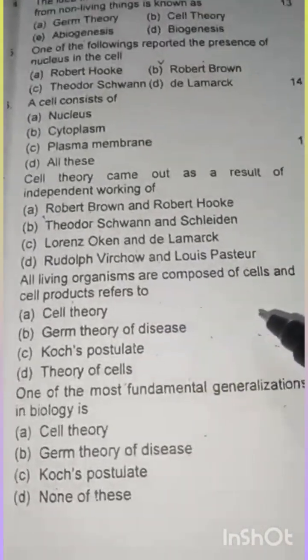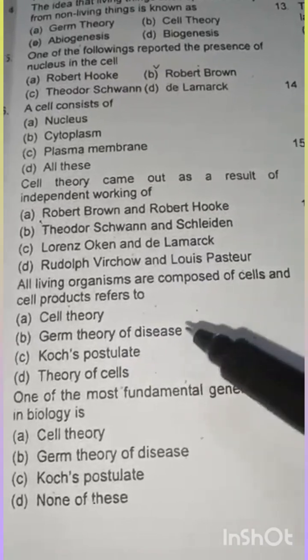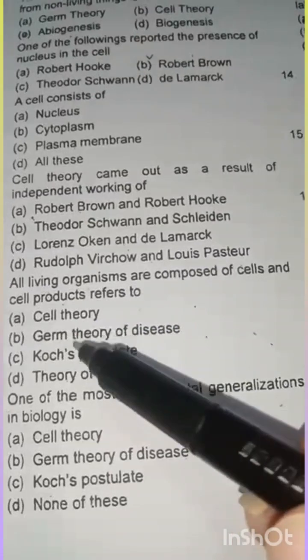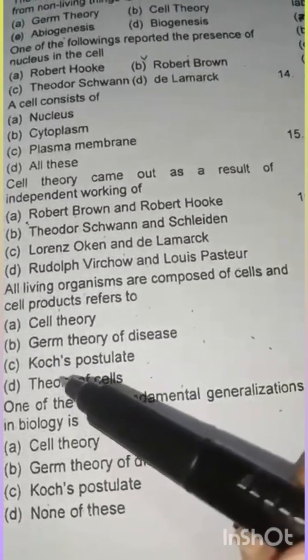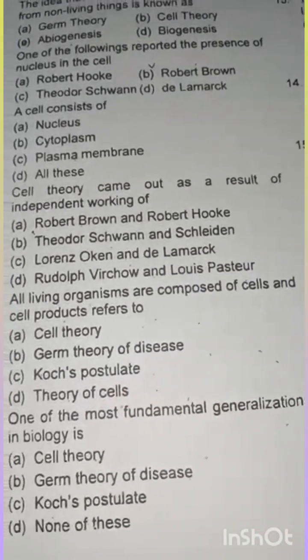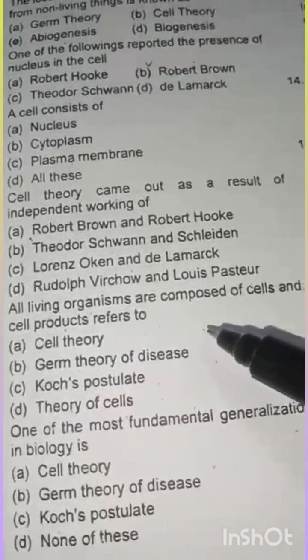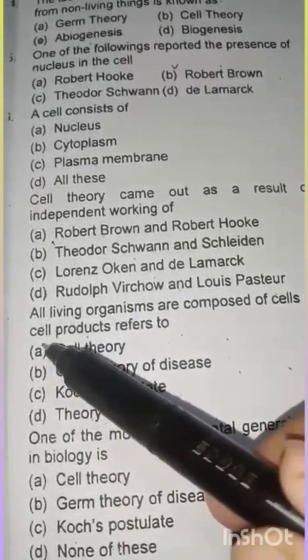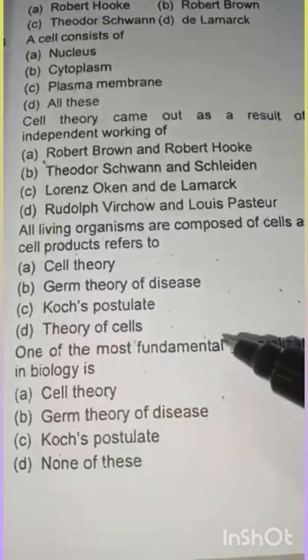All living organisms are composed of cells, and cell products, refers to option A cell theory, option B germ theory, option C Koch postulate, option D theory of cell. So all living organisms composed of cells is given in cell theory. So option A is correct here.